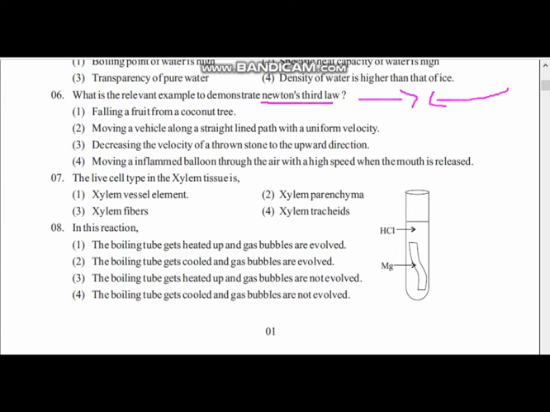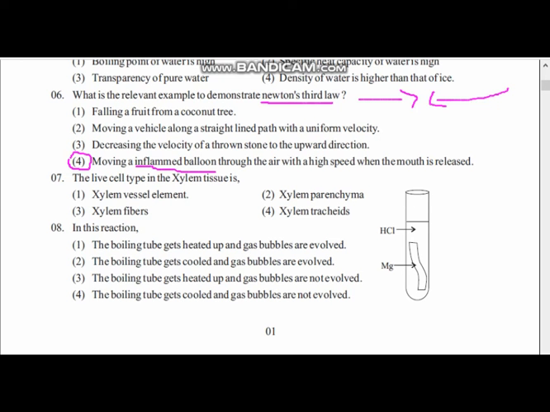Falling a fruit from a coconut tree, moving a vehicle along a straight line path with a uniform velocity, decreasing the velocity of a thrown stone to the upward direction, moving an inflated balloon through the air with a high speed when the mouth is released. So this inflated balloon is an example for Newton's third law. So where the air pushes backward and the balloon moves forward. So the fourth one is the answer.